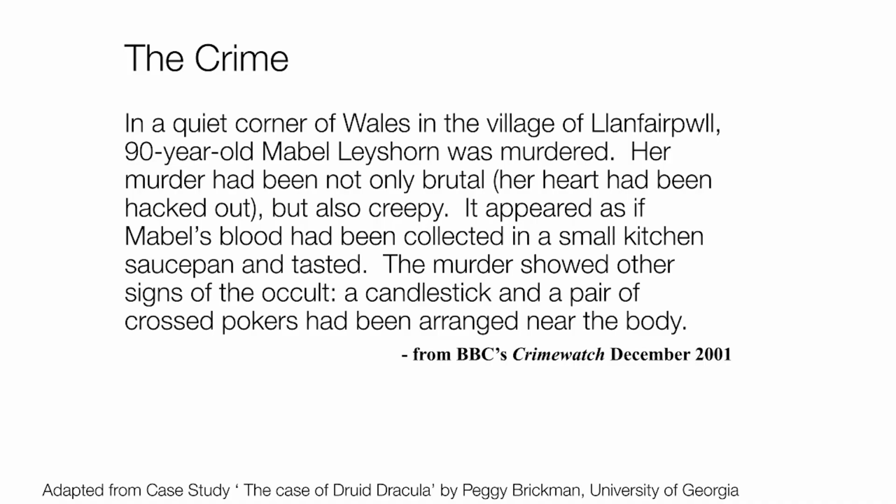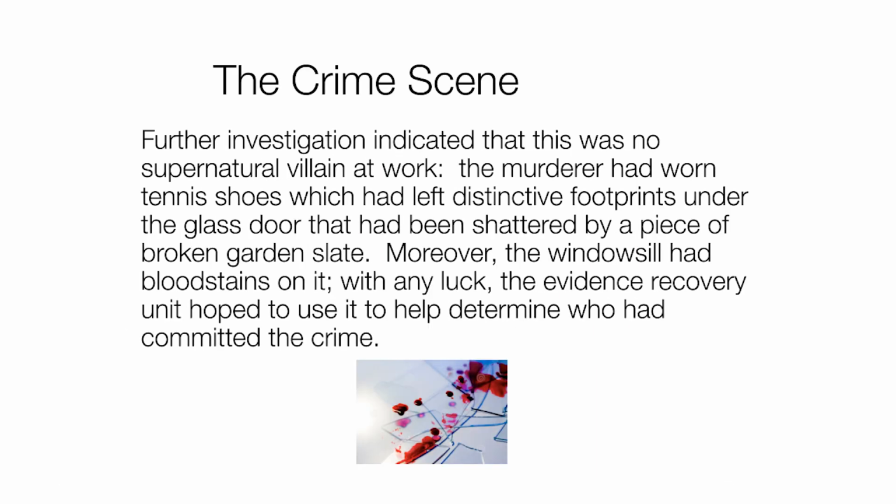So the crime that we're trying to solve, this is a small village in Wales in England where 90-year-old Mabel Layshorn was murdered. Her murder was brutal but also creepy, and her blood had been collected in a saucepan and showed signs of the occult. And so we wanted to figure out who the murderer was. There were some tennis shoe marks left. There were blood stains. And so the goal was to use the blood from the scene to identify who the murderer was.